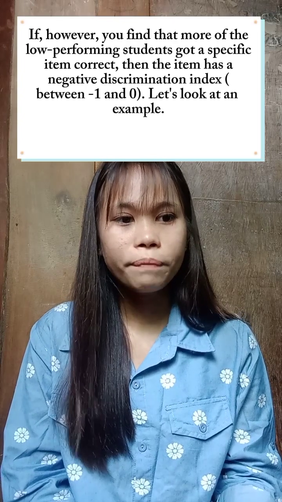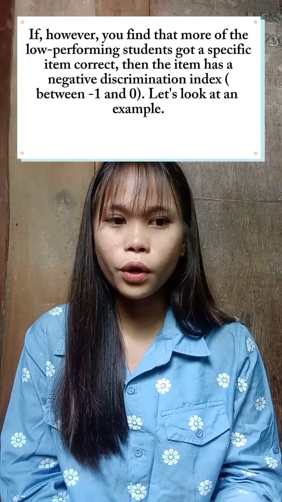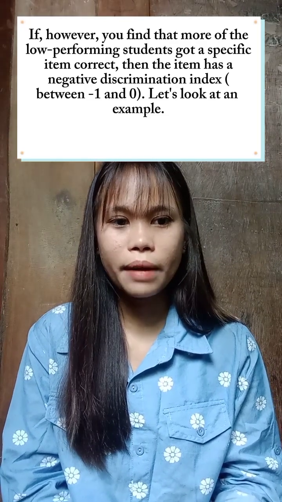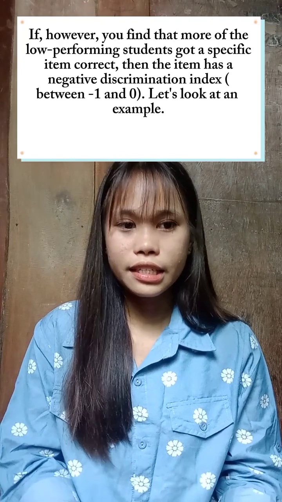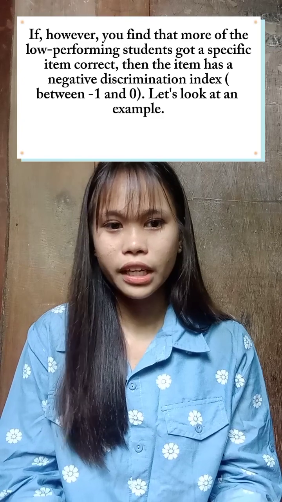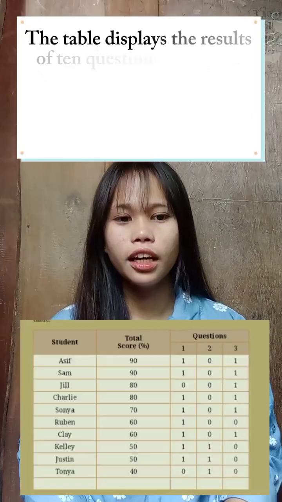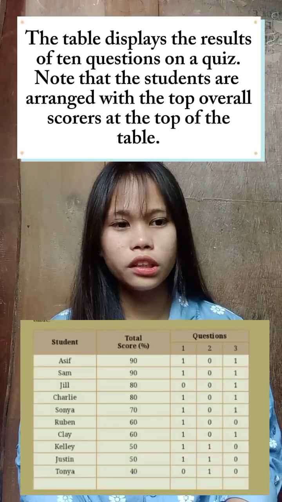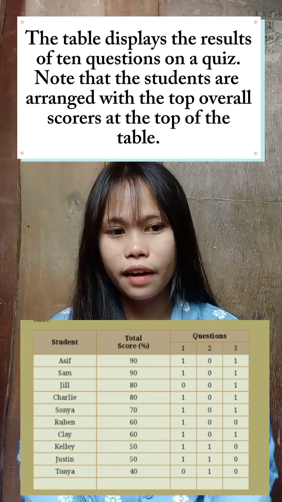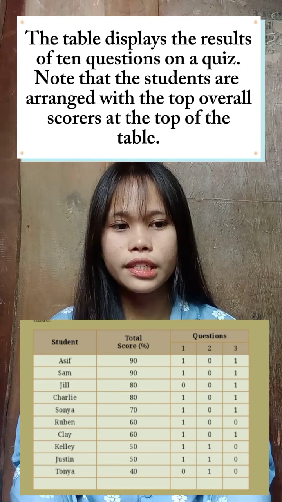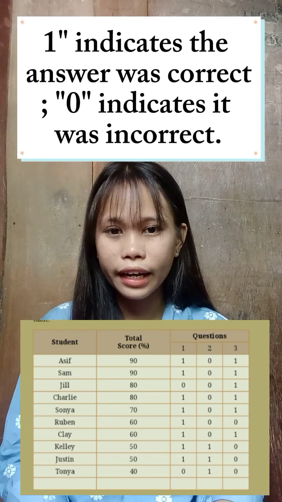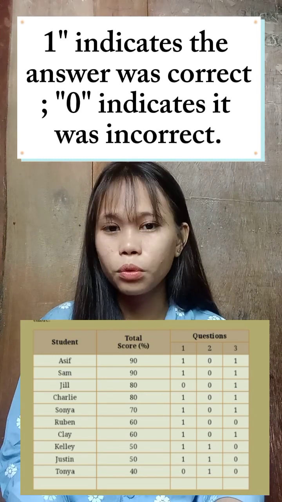If, however, you find that more of the low-performing students got a specific item correct, then the item has a negative discrimination index between -1 and 0. Let's look at an example. The table displays the results of the 10 questions in a quiz. Note that the students are arranged with the top overall scores at the top of the table. Number 1 indicates the answer was correct, while the 0 indicates it was incorrect.